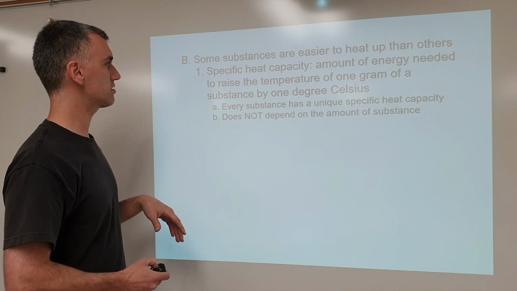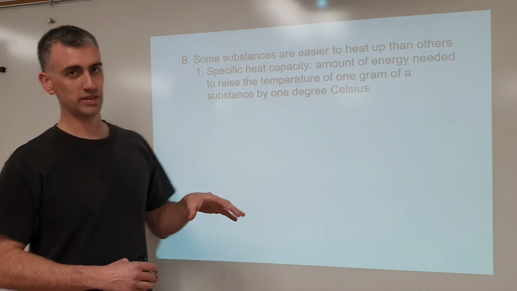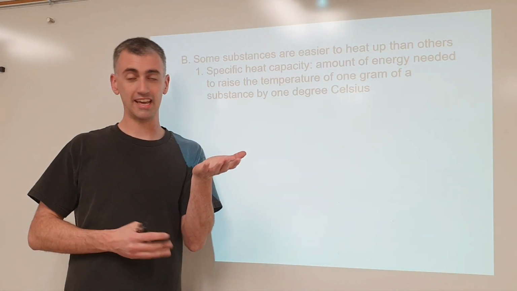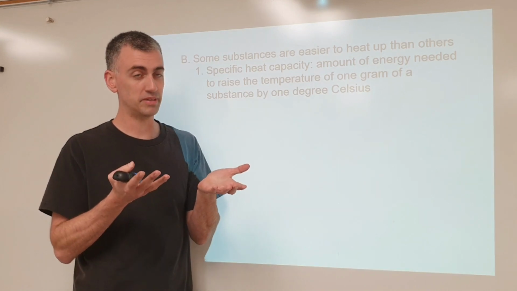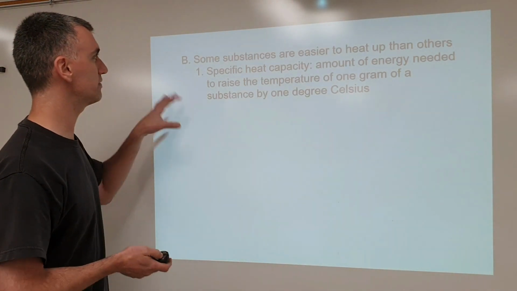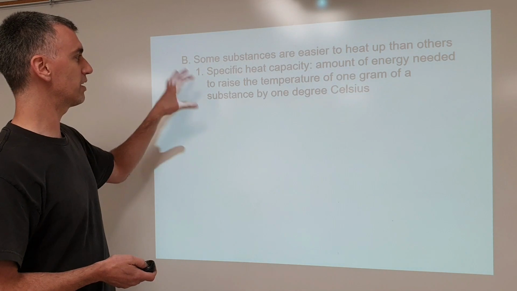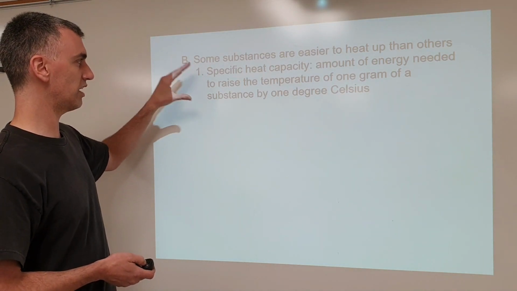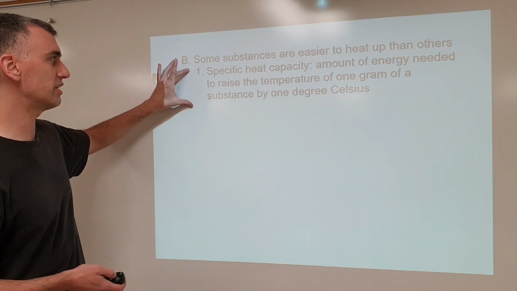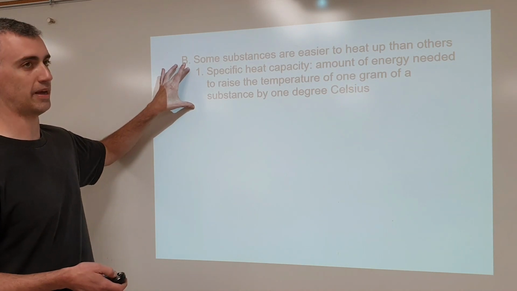So this fact, the difference between, say, the grass on a hot sunny day and your car or the hot black pavement, has to do with something called specific heat capacity. The amount of energy needed to raise the temperature of 1 gram of a substance by 1 degree Celsius is the formal definition of specific heat capacity.